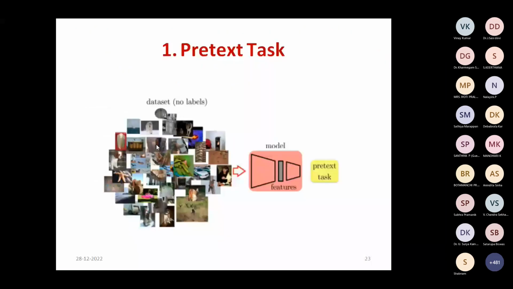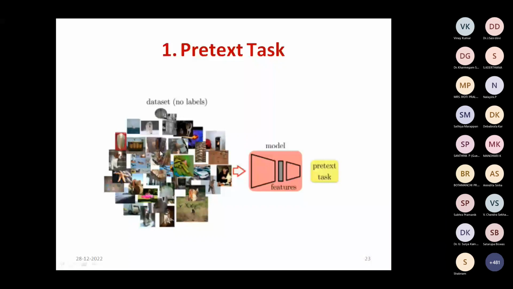Okay, so initially, the first task in self-supervised learning in computer vision is that you have a data set which contains images without any label for these images.